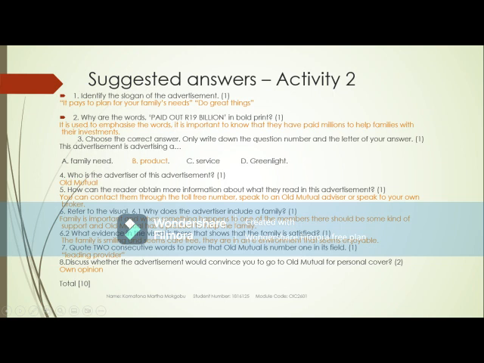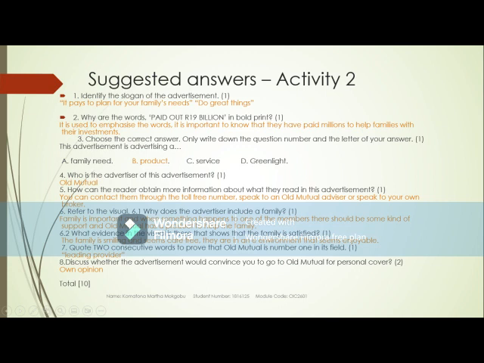So that is why the advertiser included the family. So we go to 6.2, which is, what evidence in the visual is there to show that the family is satisfied? The answer says, the family is smiling. Obviously, you saw that. The family is smiling and seems carefree. They are in an environment that seems enjoyable. So that is the visual that shows that the family is satisfied.